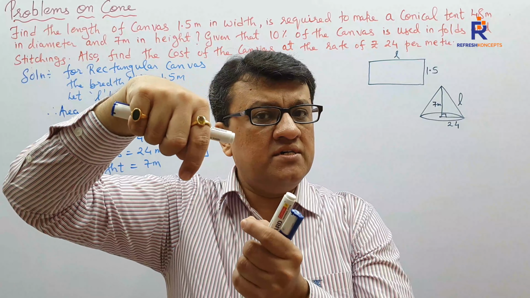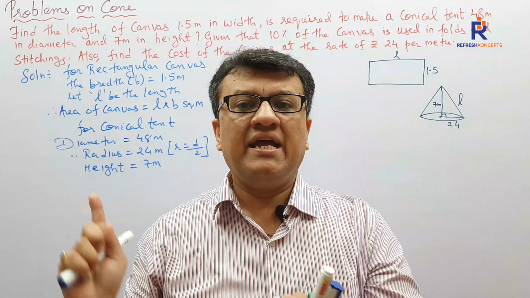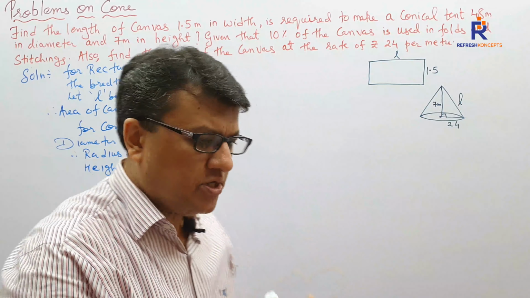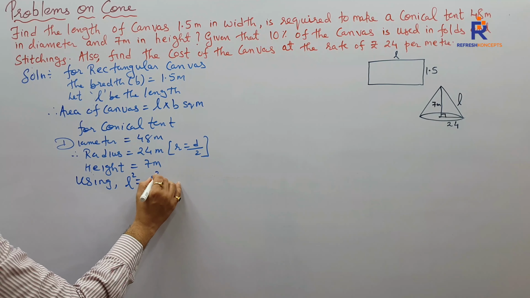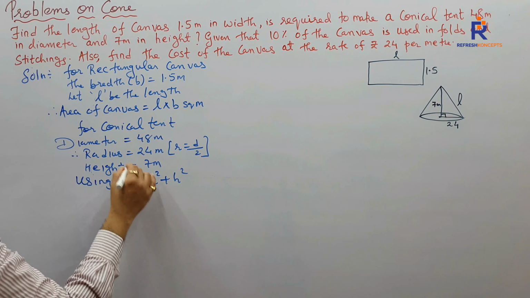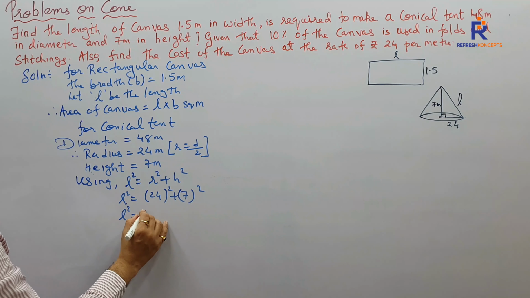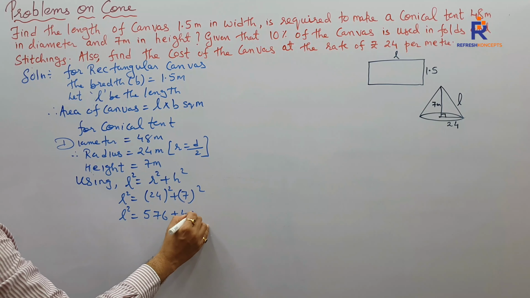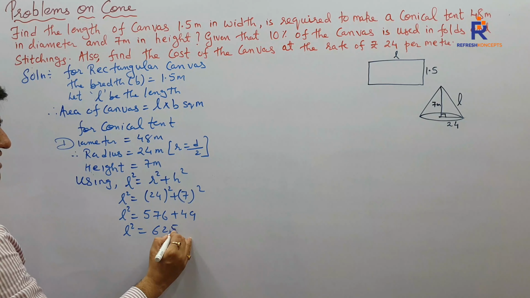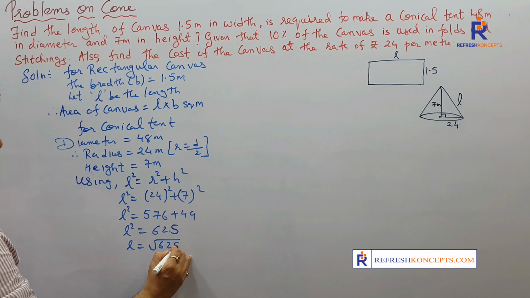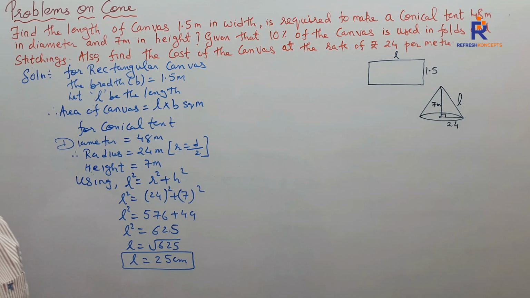Now we'll try to understand: a piece of rectangular canvas cloth is given to us. We need to convert it into a cone. So curved surface area is needed. What is the formula? Pi r L. L is missing. What is the relation between L, R and H? Using the relation, L square is equal to R square plus H square. L square is 24 square plus 7 square. L square is 576 plus 49. L square is 625, mind you. Taking the square root, under root of 625, L is 25 meter. Slant height is what I got as 25 meter.